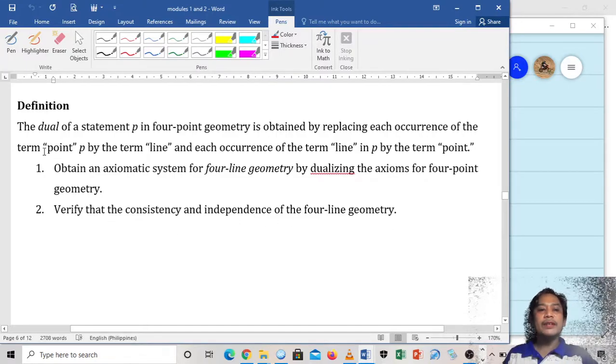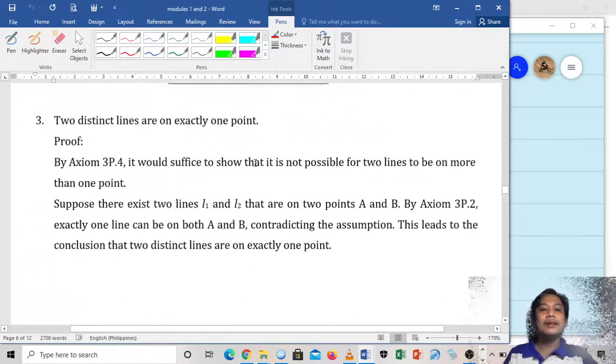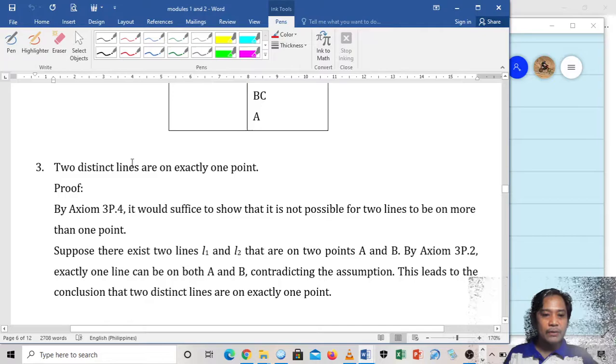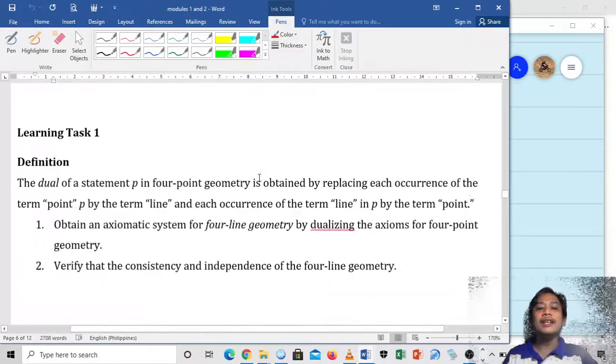Let me first clarify this. When we say dual of a statement, we obtain the dual by simply interchanging points and lines. So for example, for the dual of this, we have here the word line, there is the word point. If we change this line to points and this point to line, the statement would be: 2 distinct points are on exactly 1 line. So that would be the dual of this statement. That is what we meant by dual.